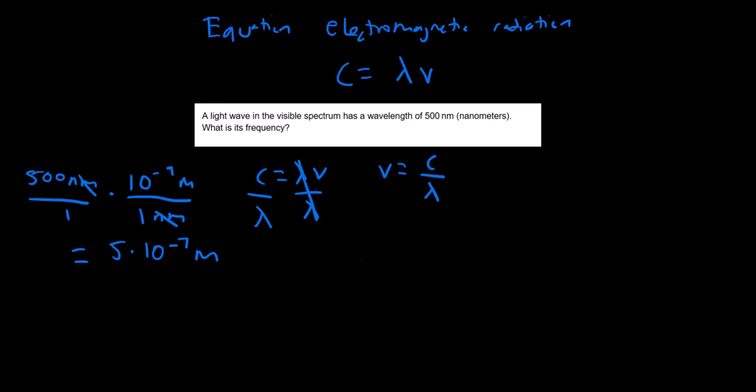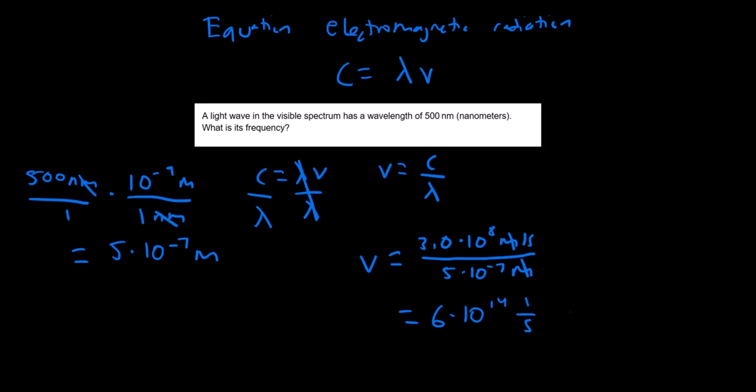So now we find the frequency. We do frequency equals the speed of light, which is always the same for every wave, 3.0 times 10 to the 8th meters per second, over 5 times 10 to the negative 7 meters. The meters are going to cancel out, and we're going to be left with 6 times 10 to the 14th 1/seconds, or you can say hertz.